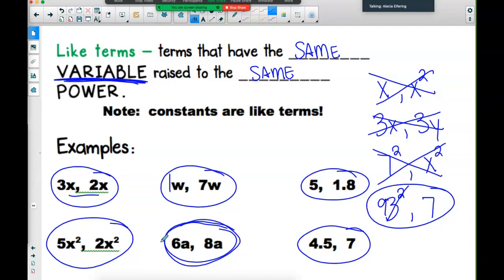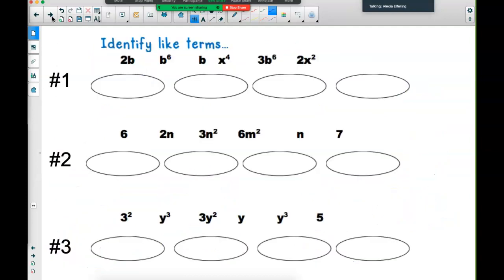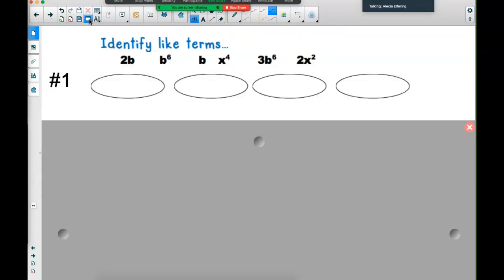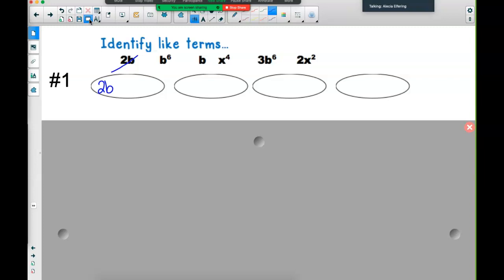Okay, so I want you, we're going to start here. I want you to draw 4 kind of circles across your paper like this. At home, I want you to draw 4 ovals across your paper. This is what you're going to have to do on your homework. It says identify like terms. So you're going to have to put the like terms together in a circle. Okay? And here's how we're going to do that. I'm going to start with 2B, and I'm going to put that in the first circle, or the first oval.